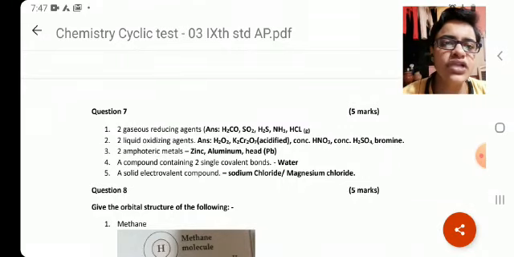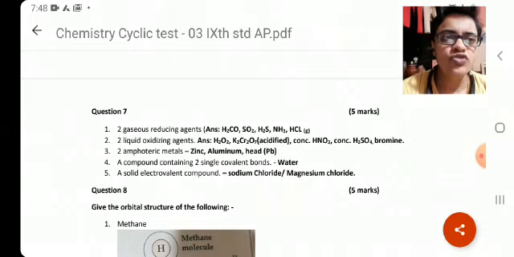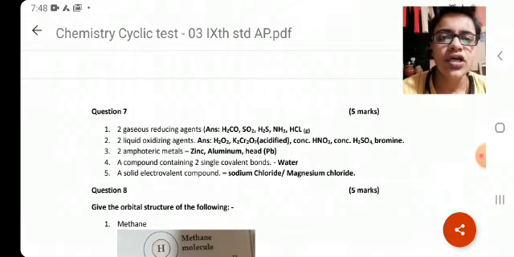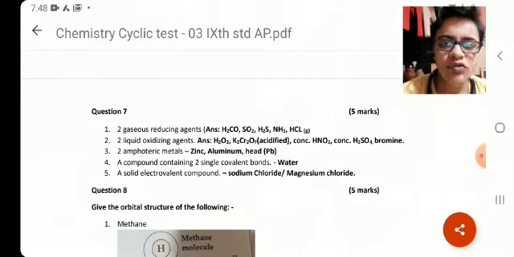For a gaseous reducing agent, you can write any of these. For a liquid oxidizing agent, you can write any of these. For amphoteric metals, you can write any two of these. A compound containing two single covalent bonds: it is water. Two single covalent bonds is mentioned, so water as per our syllabus. A solid electrovalent compound can be either sodium chloride or magnesium chloride or calcium oxide. You can write that too, guys.